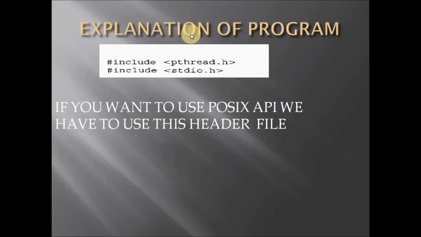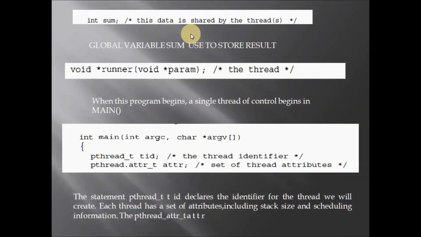You have to write a header file pthread.h along with stdio.h. What is the next thing? You can see in this program I am using a variable sum. Sum is a global variable. Here sum is going to store the result. For example, if my input is 5, the result is 15. The result 15 will be stored in the variable sum. This is a global variable.